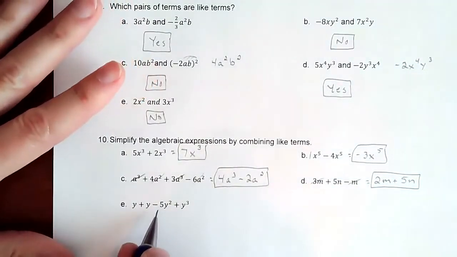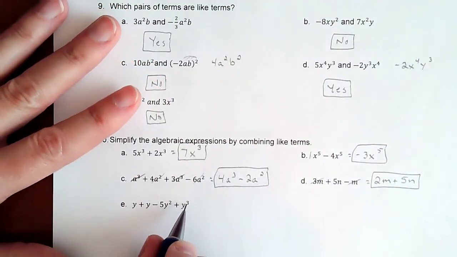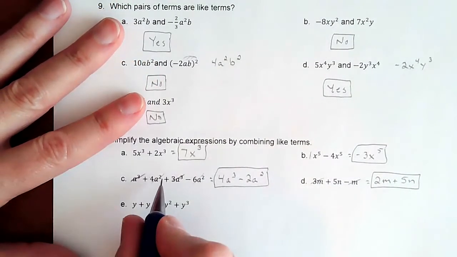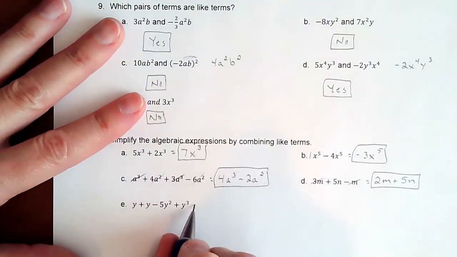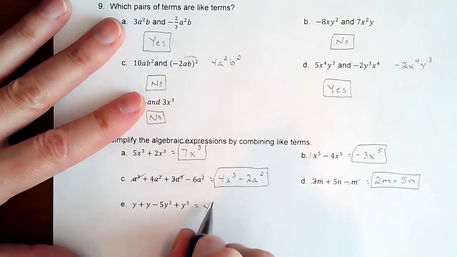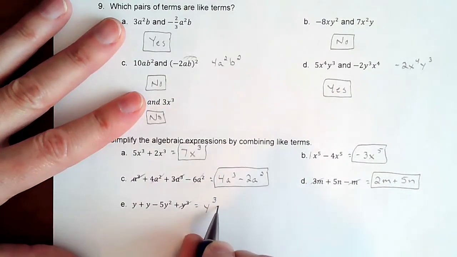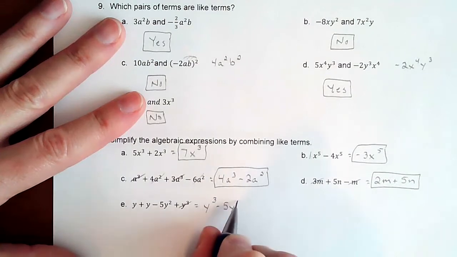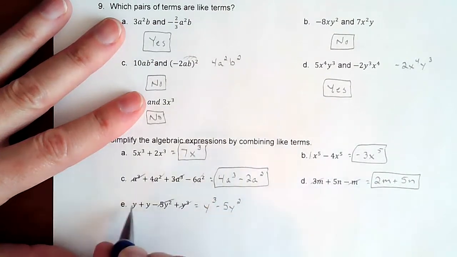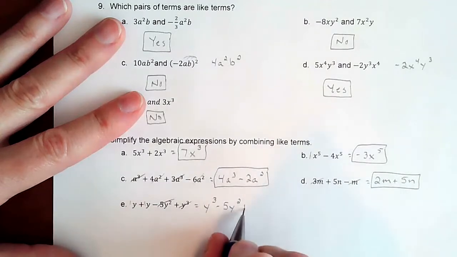And then on this one, we're going to start with the highest power, kind of work our way down like we did with the a's. So you have a y to the 3rd, which would not go together with anything because there are no other y to the 3rds. Then you'd have a -5y squared. And then we could put the two y's together. So there'd be a 1y plus a 1y, which would make a 2y.